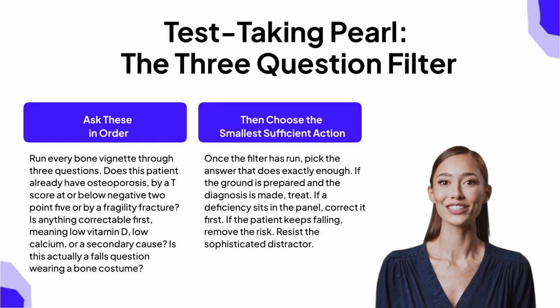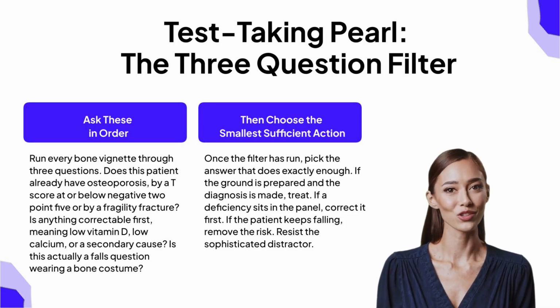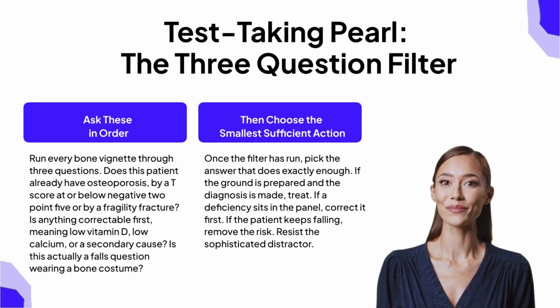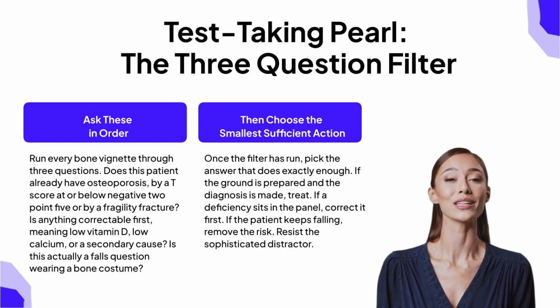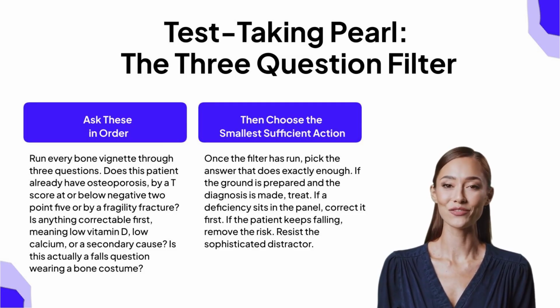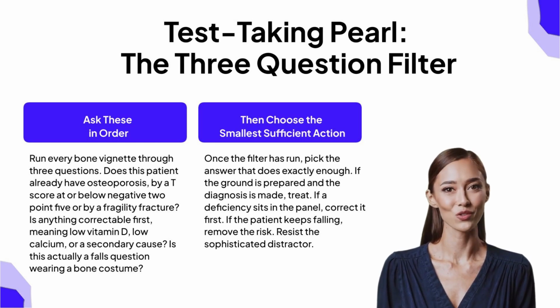Here's the pearl that ties it together, a 3-question filter for every bone vignette. 1. Does this patient already have osteoporosis by a T-score at or below -2.5 or a fragility fracture? 2. Is anything correctable first? A low vitamin D, low calcium, or an untreated secondary cause? 3. Is this actually a falls question in a bone costume? Those 3 resolve the vast majority of what you'll see.